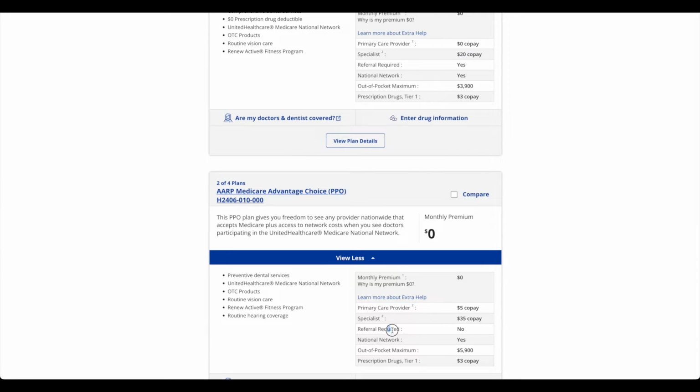Here we have no referrals required, okay? And then we do have the national network. Our out-of-pocket maximum has gone up quite a bit, from $3,900 to $5,900. So that's a fair difference.